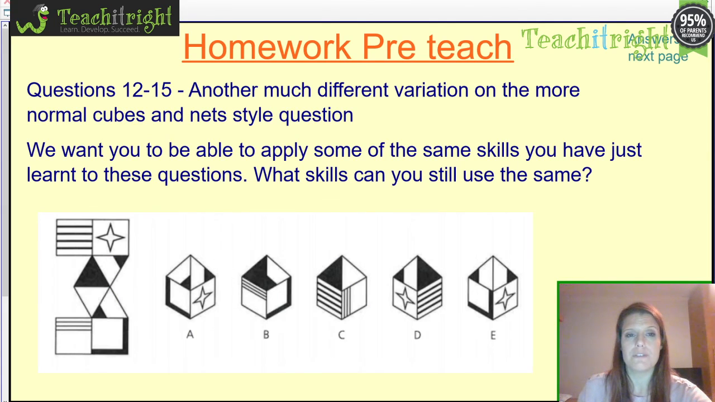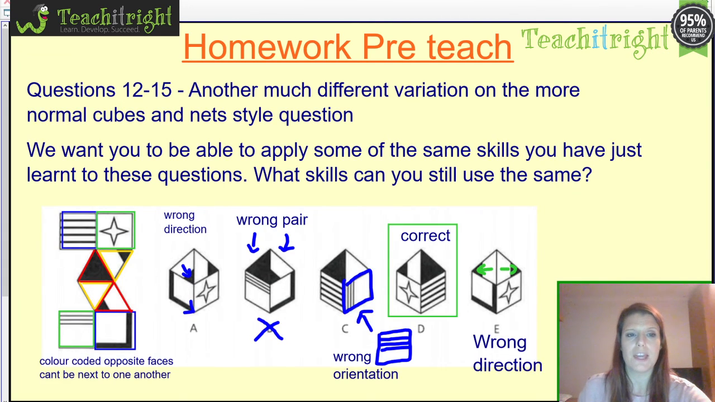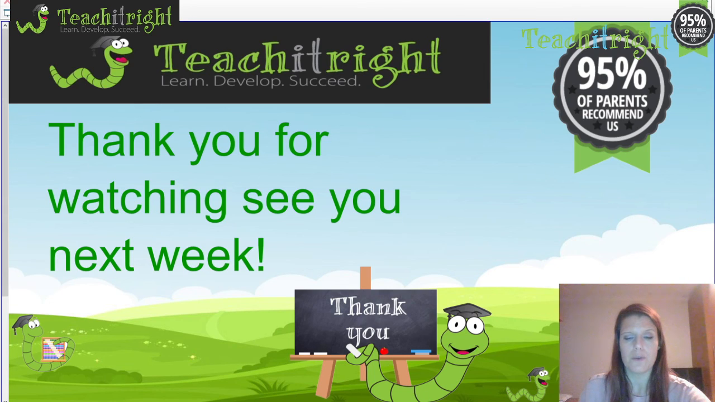And then questions 12 to 15, another different variation on the cubes and nets style. Again, give them a go, see how you get on. Thinking about opposite faces, orientation of shapes, which way are they facing? Again, we've color coded here the opposite faces on this shape, on this net. So have a go, but do ask if you need to.